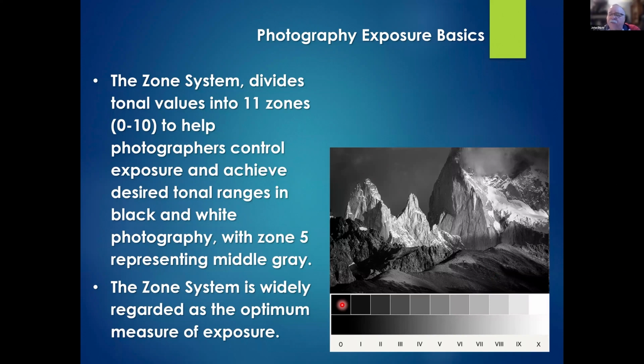Now, these days with our digital cameras, an 8-bit digital image records 256 levels of gray. The zone system allows us to get the absolute best exposure. Because if we get it too light, then we lose detail in our darker areas. If we get it too dark, we lose detail in our lighter areas.